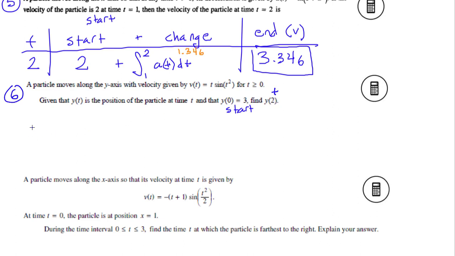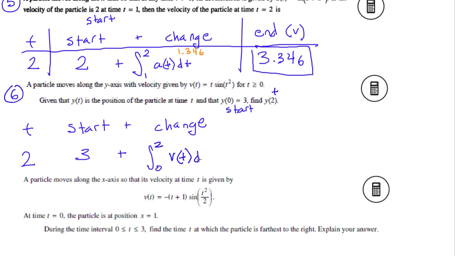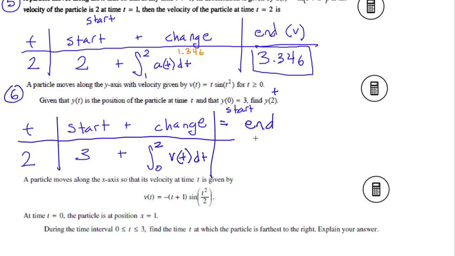So if I'm making my table, we still need a t, and this is going to be 2 in this case. We're going to do start. The start position in this case is 3 plus change, so start plus change, and that change is going to be the integral. The integral starts at time equal to 0 in this case, and we're going to go to this value of 2, and that's going to be our velocity, dt, and that will equal our end value that we're going to try to find. So there is our table. And I literally just enter all the stuff in.